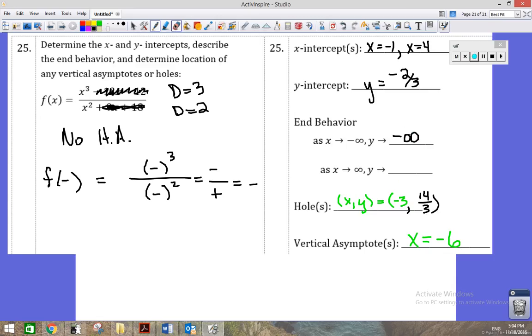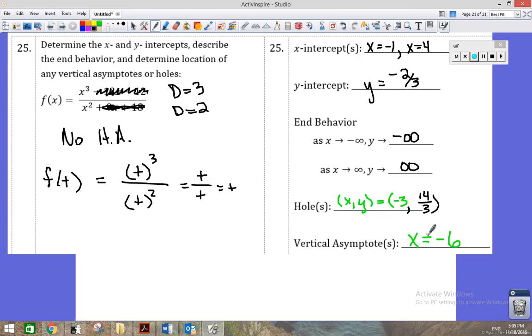Now, what about when we plug in positive values? When you move very far away from the origin to the right, what's going on? Well, in the numerator, you've got a positive base raised to an odd power, and in the denominator a positive base raised to an even power. That's a positive divided by a positive, which is positive. So this is going to positive infinity. All right.